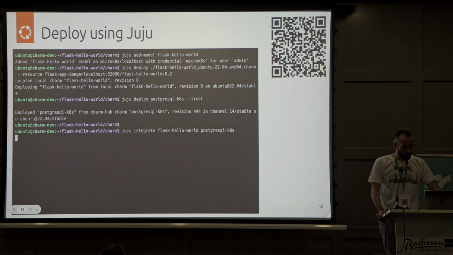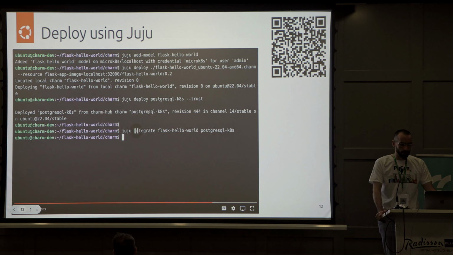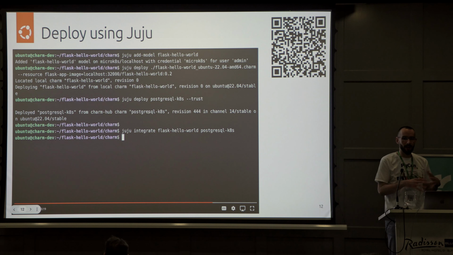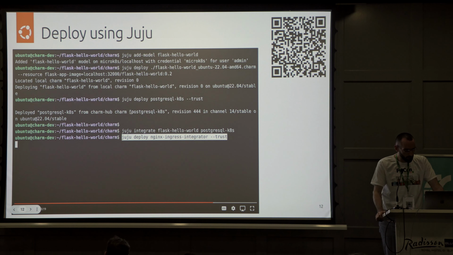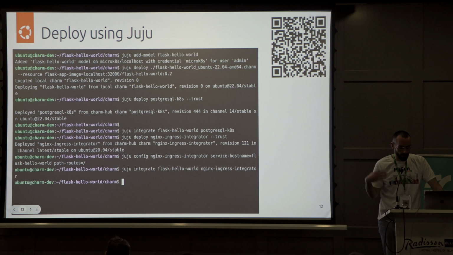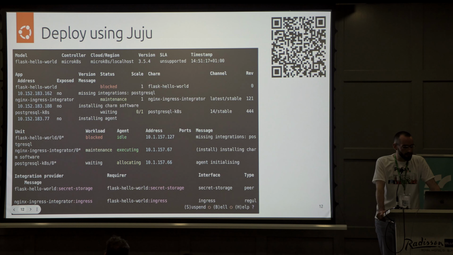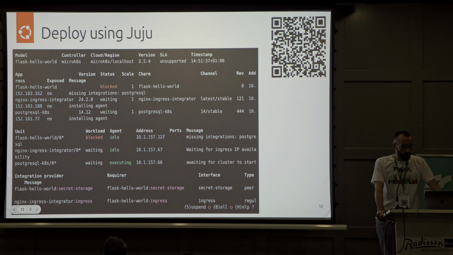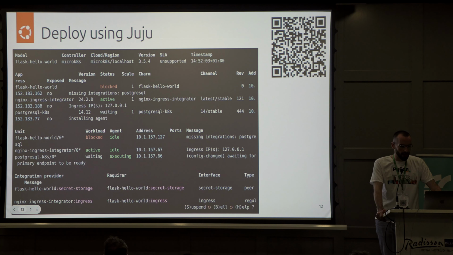And then we're also going to integrate the Flask application with Postgres, which provides a way for Postgres and the Flask application to talk to each other and get the database connection string into the container. And then we're going to deploy the ingress as well, configure that a little bit, and integrate it with the Flask application so that everything is working nicely. And then we'll just watch Juju for a little bit as it does what it needs to do to deploy all those applications and get them working and talking to each other.